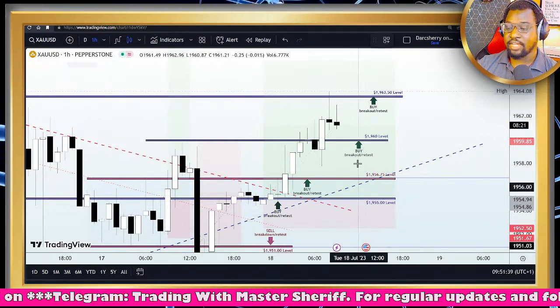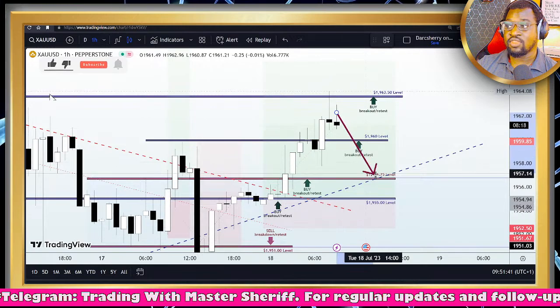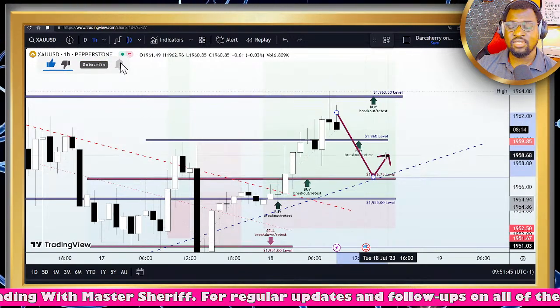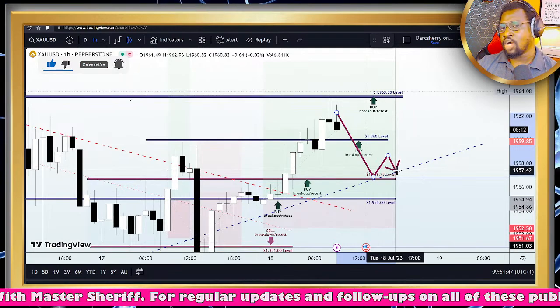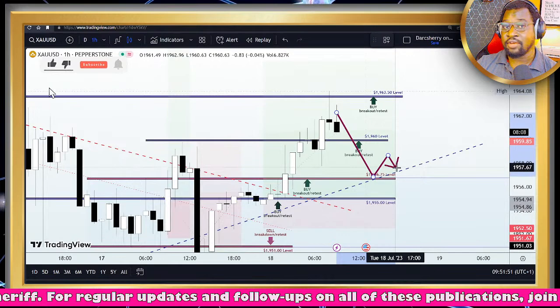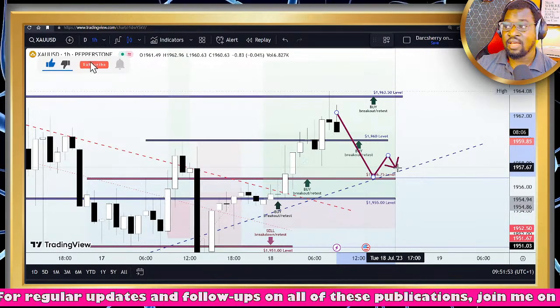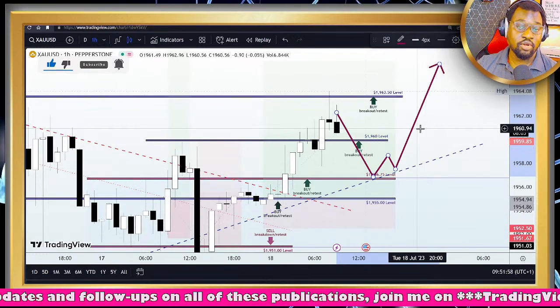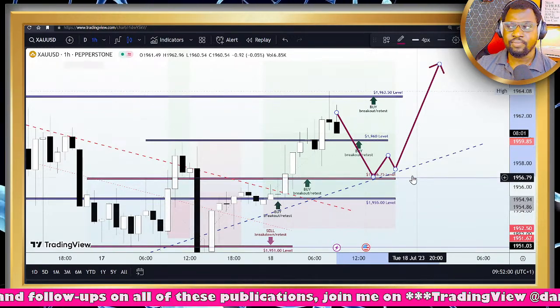So if price action drops into the $1,956.75 level and we begin to see buy pressure around this area, it will come in the form of a double bottom structure, head and shoulder pattern, or any reversal pattern you can think of. Then we will be getting ready to join a bullish trend continuation to the upside.